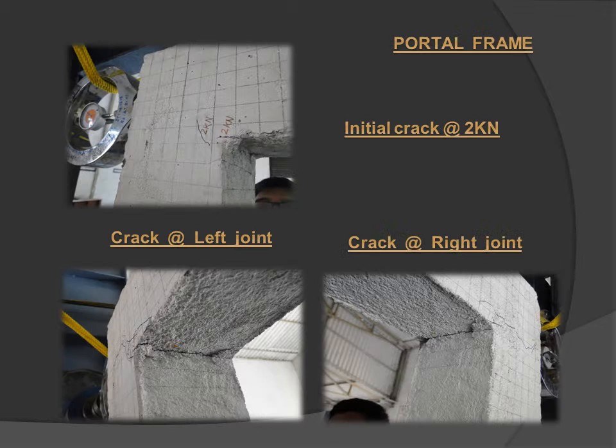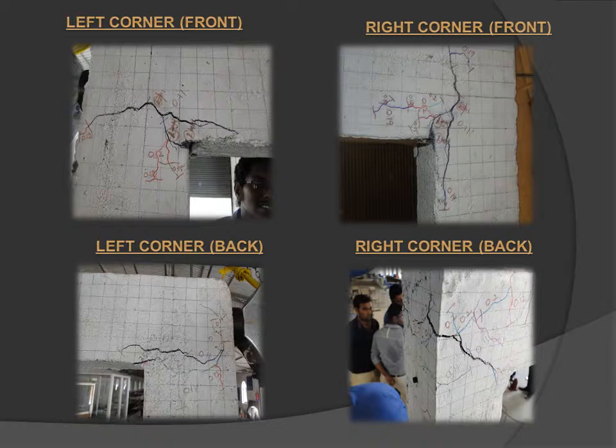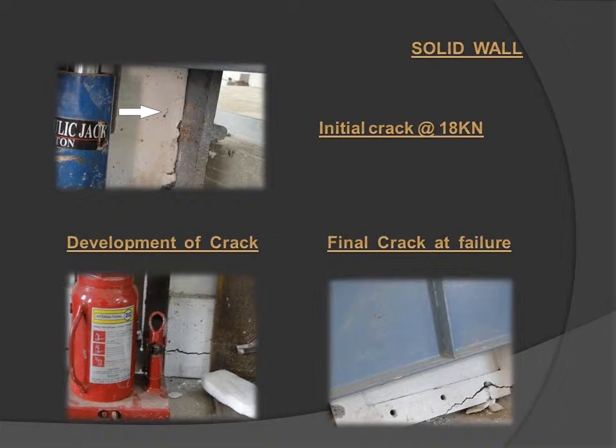Then these are the crack patterns which we observed. For the portal frame, the initial crack was at 2 kN, and then the crack at left joint, and this is the crack at right joint, and then the development of the cracks, and then finally the left corner, right corner, left corner, right corner. And then for the solid wall, the initial crack was at 18 kN, and these were the development of cracks, and then this is the final crack and failure.